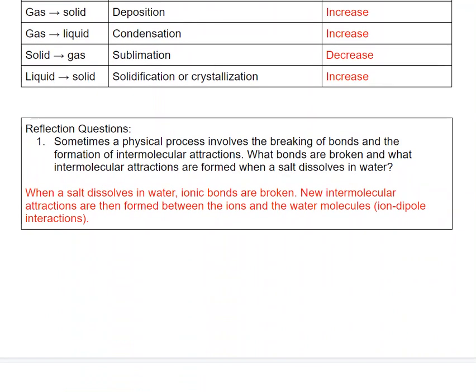So when a salt dissolves in water, the bonds that are broken are ionic bonds, and the new intermolecular attractions that are formed are between the ions and the water molecules. So that would be called an ion dipole interaction.